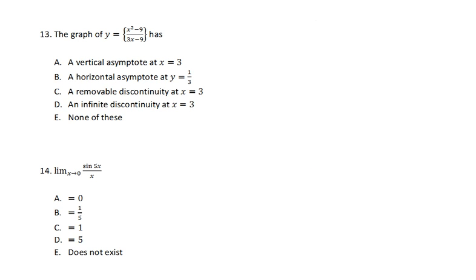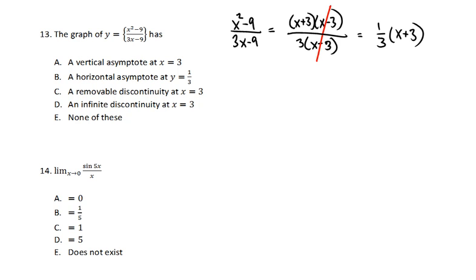In 13, we have the graph of y equals x squared minus 9 over 3x minus 9. And we're asked where vertical or horizontal asymptotes, removable or infinite discontinuities exist. We're always going to try to factor and cancel here. The numerator factors as x plus 3 times x minus 3. The denominator factors as 3 times x minus 3. The x minus 3 factors cancel, leaving 1/3 times x plus 3, as long as x is not equal to 3.